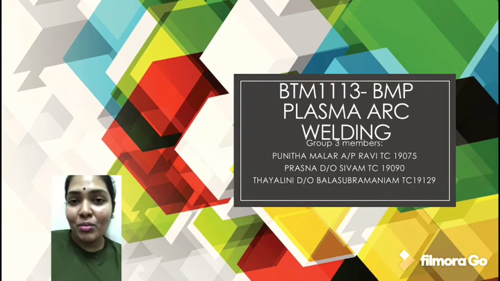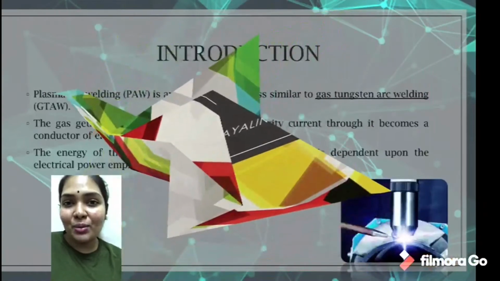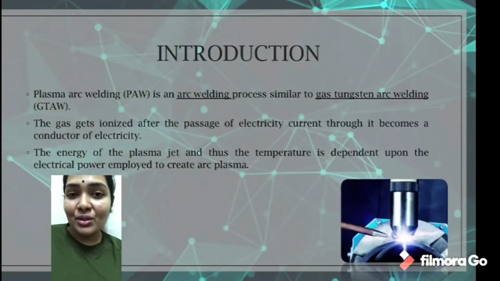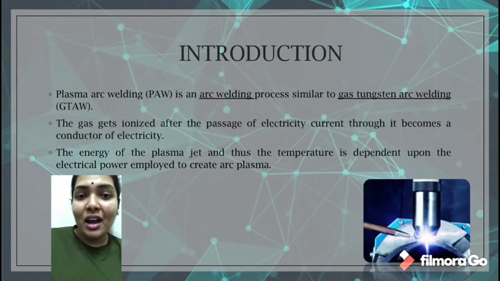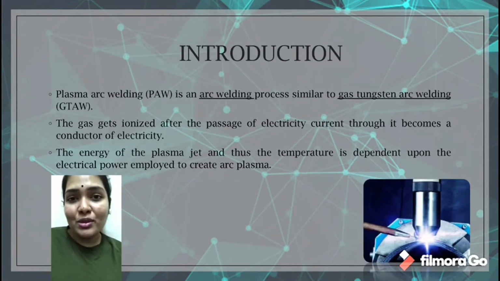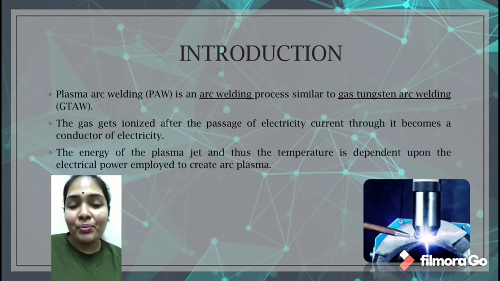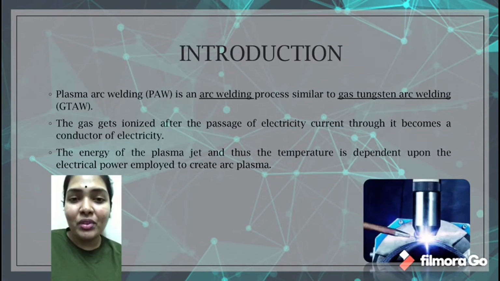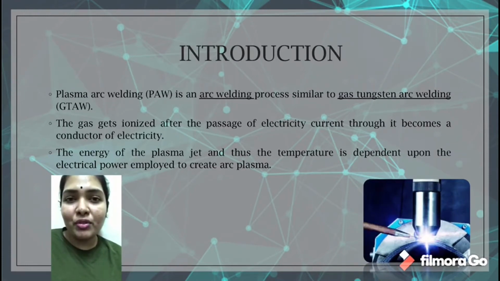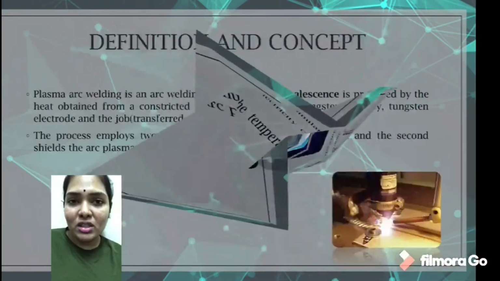Today, my group members and I are going to be discussing plasma arc welding. As an introduction, plasma arc welding is an arc welding process similar to gas tungsten arc welding. Arc plasma is a temporary state of gas. The gas gets ionized after the passage of electric current through it and becomes a conductor of electricity. In the ionized state, gas atoms break into electrons and ions, and the system contains a mixture of ions, electrons, and highly excited atoms.